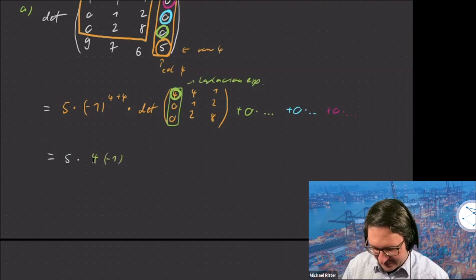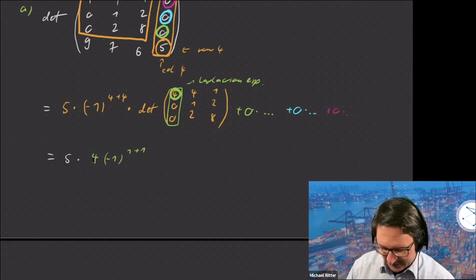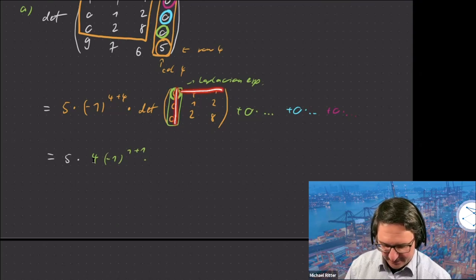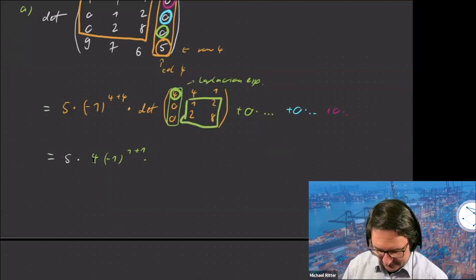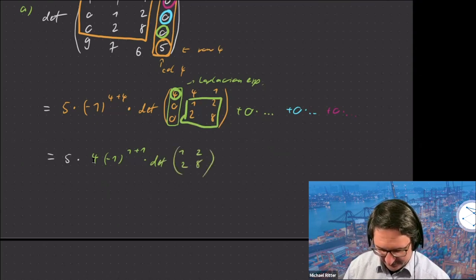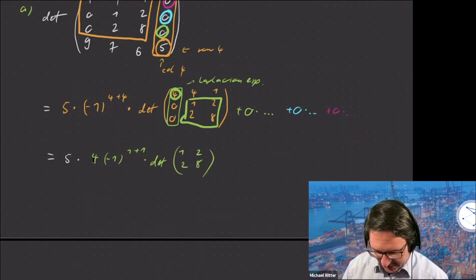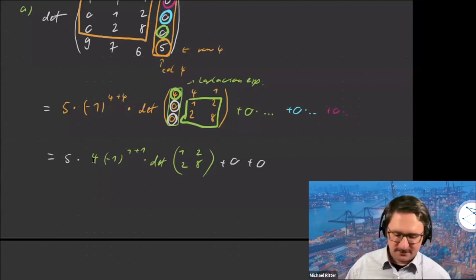What we get then is 4, this entry here in that position here, times minus 1. This is the first row and the first column, so it's 1 plus 1. Times the matrix that we get when we delete this row and this column. So what is left would then be this matrix here. So we get times the determinant of 1, 2, 2, 8. And again, the other factors here are 0 and 0. So there's not a lot to do for those.